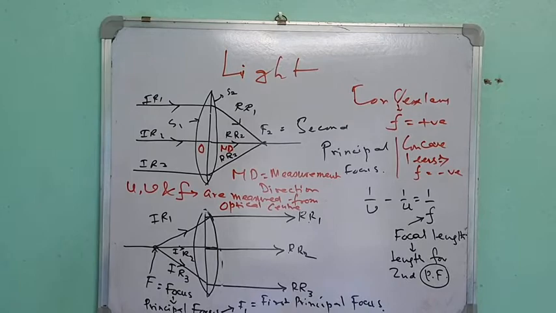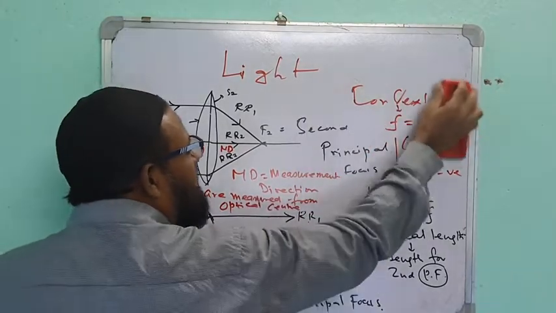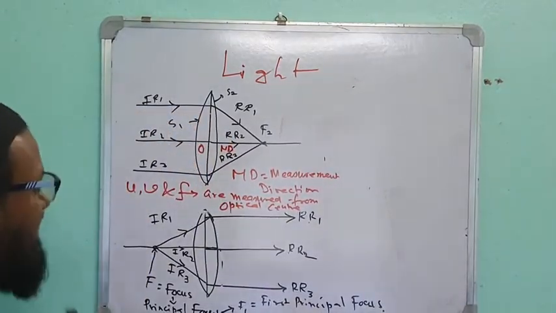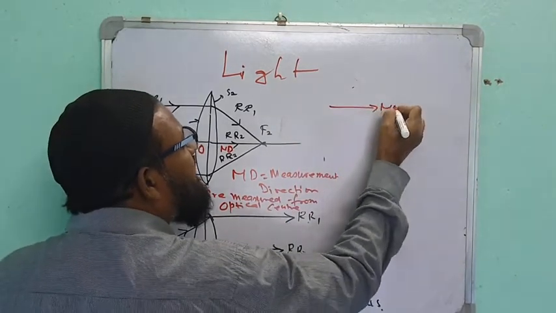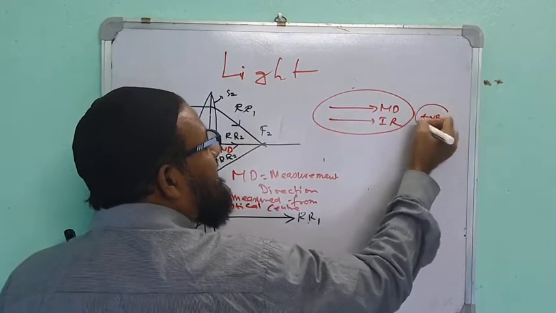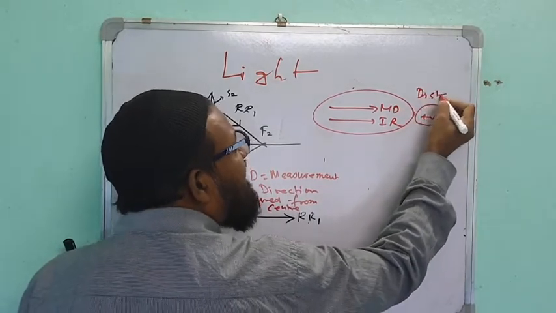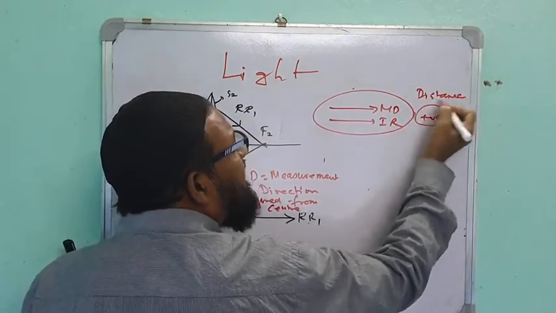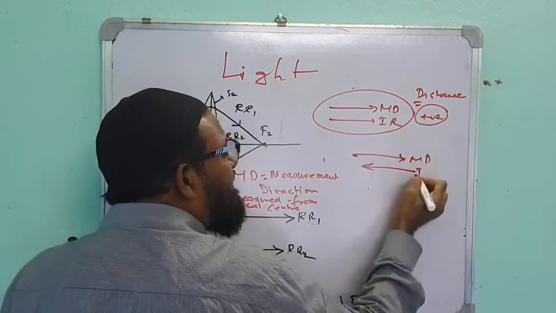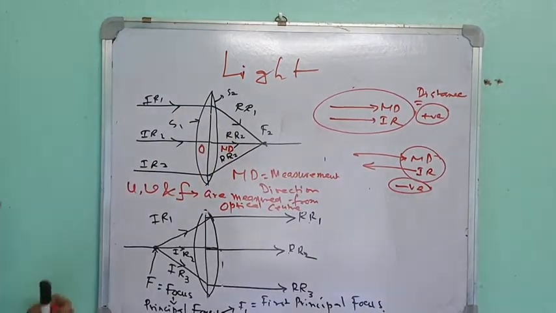If they are the same, the distance is taken positive. I am deleting this portion, be careful. See, this part is very, very important. This is the measurement direction and this is the direction of the incident ray. The distance is taken positive. If the measurement direction and the incident ray direction are opposite, the distance is taken negative.